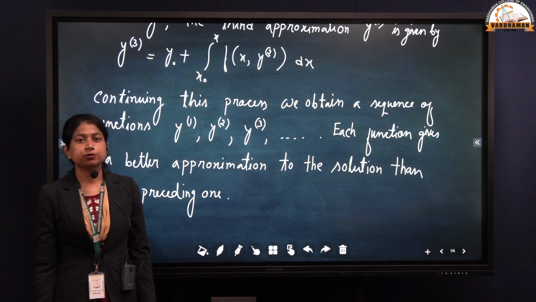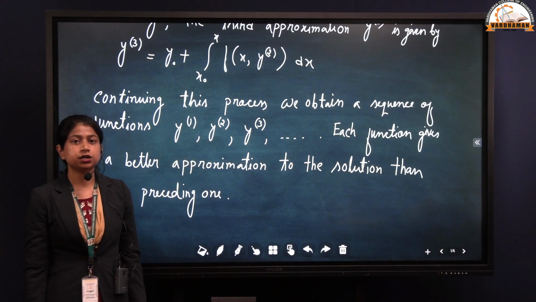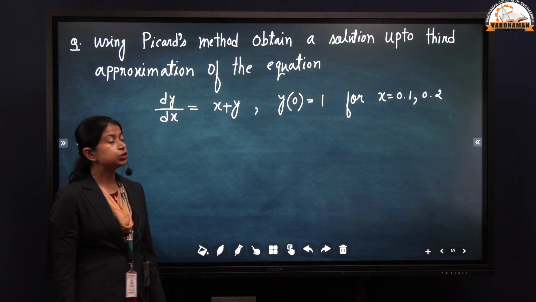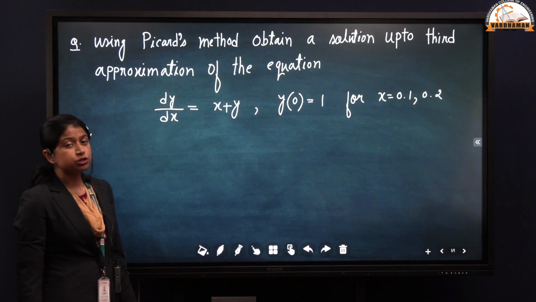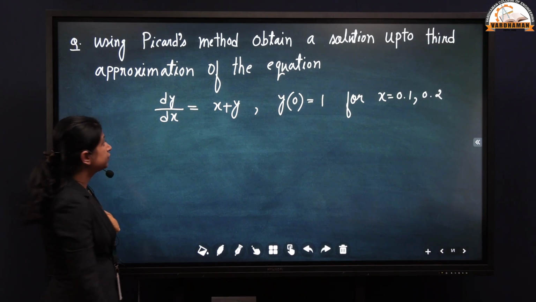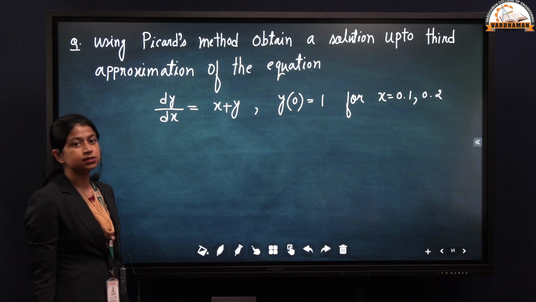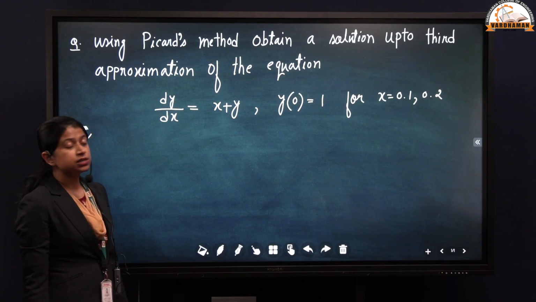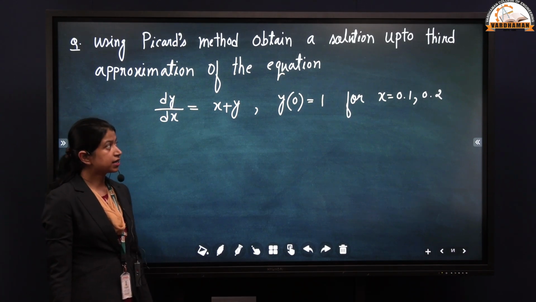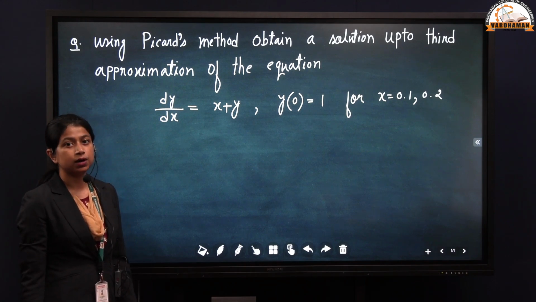Now let us find a numerical solution to a first order ordinary differential equation using Picard's method. Let us look at this problem where we need to use Picard's method to obtain a solution up to the third approximation of the equation given by dy by dx is equal to x plus y, y0 is 1, that is the initial condition, and we need to find y of x for x equal to 0.1 and 0.2.